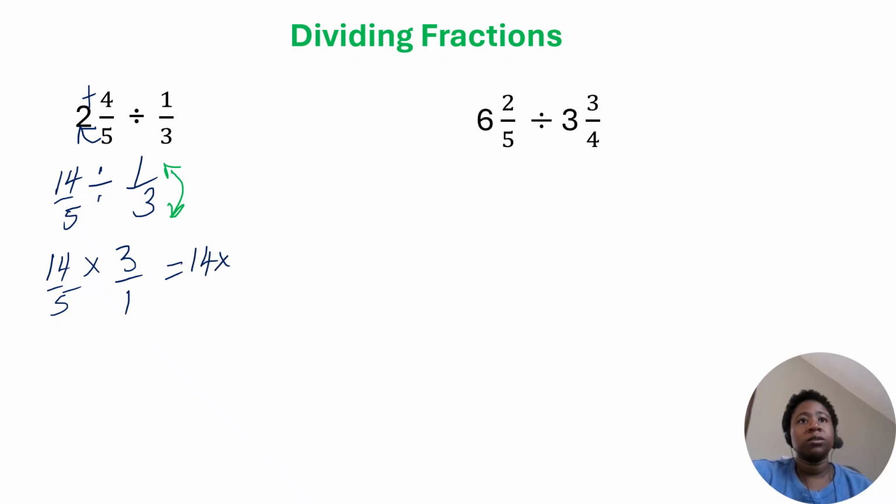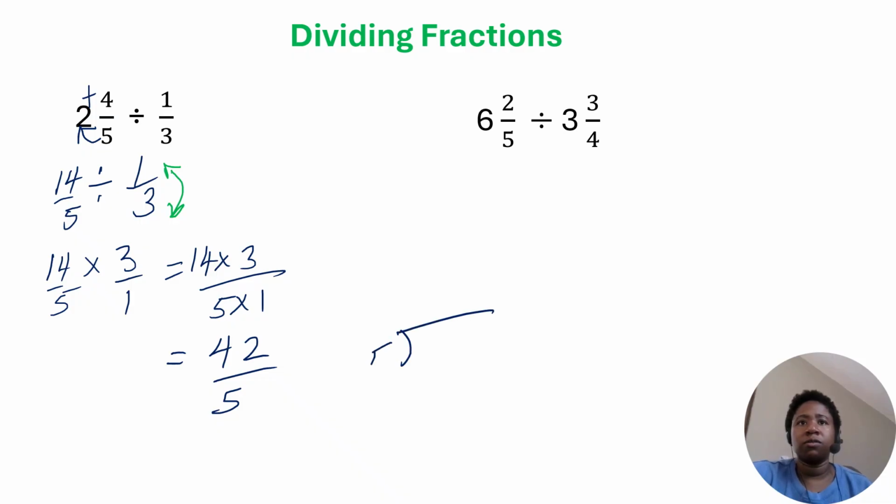14 times 3, 5 times 1. 14 times 3 is 42. 5 times 1 is 5. We know that 5 times 8 is 40, so we could divide our 42 by 5. We get 8 times 5, 40. 42 minus 40 is 2.